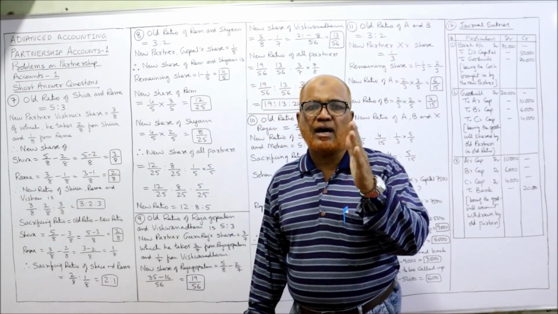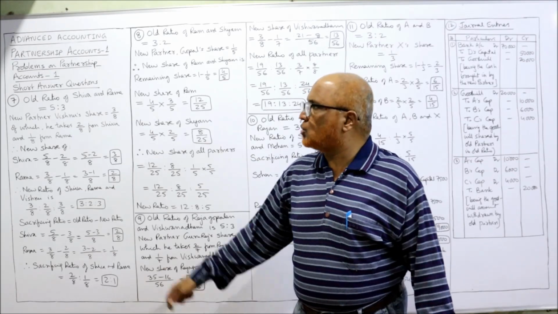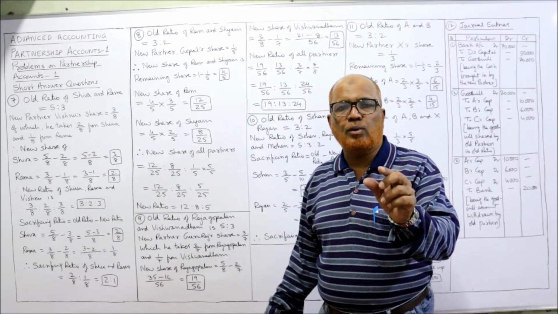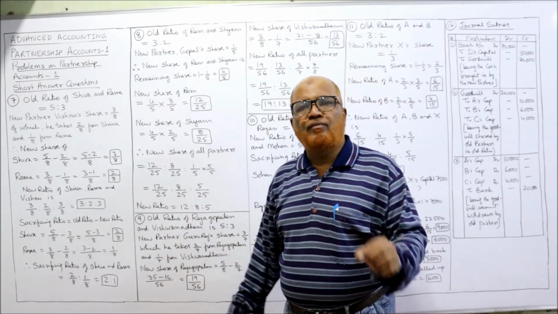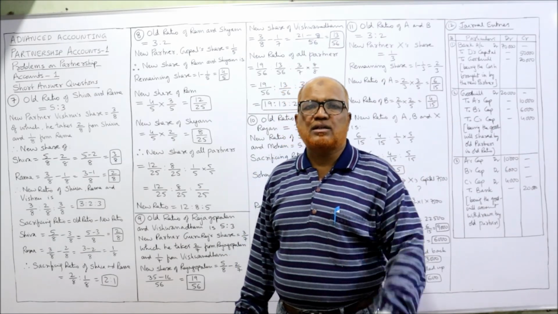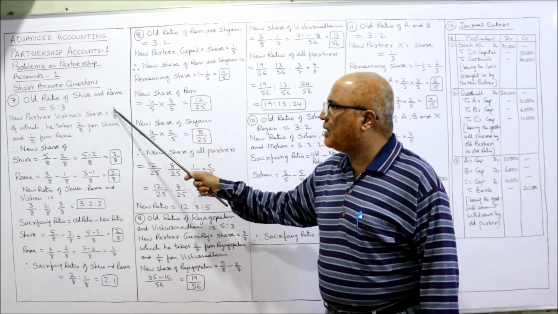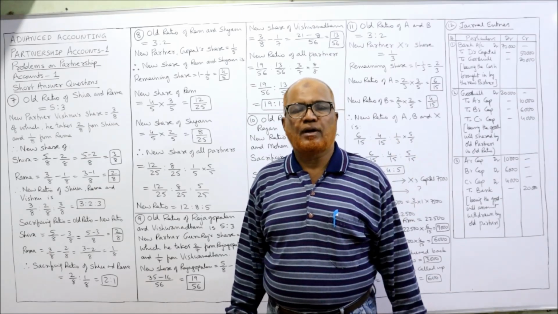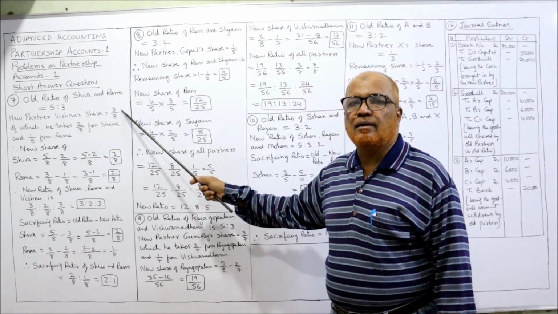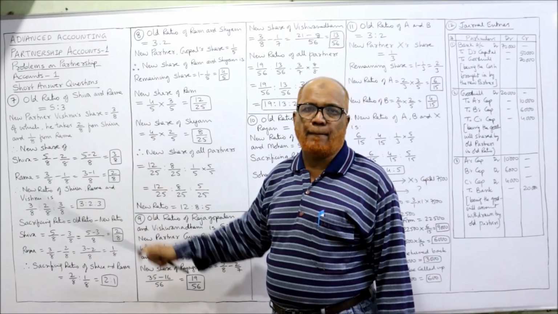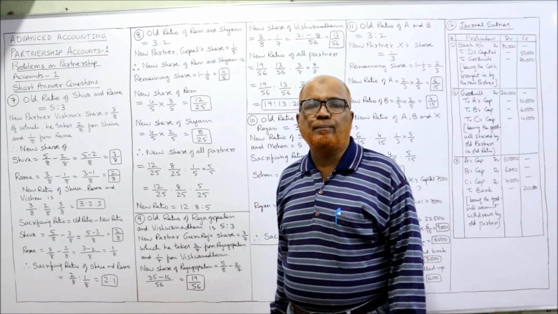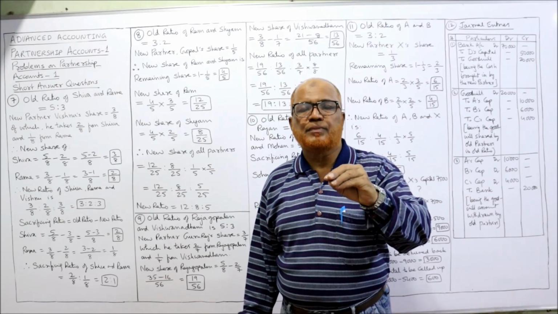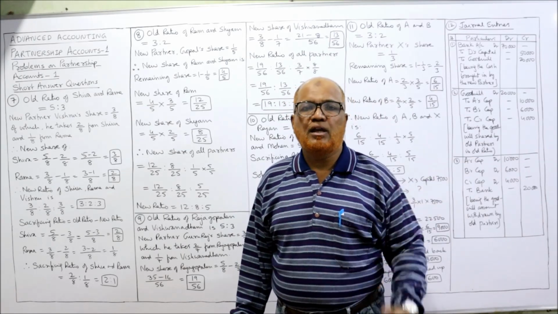Two partners are there, Shiva and Rama, old partners. And the profit sharing ratio was 5:3. That means 5/8, 3/8. This is the old profit sharing ratio of Shiva and Rama. New partner Vishnu is admitted with a promise that the profit share of Vishnu will be 3/8. Out of the total profit, 3/8 share is of Vishnu, right? But out of this 3/8 share, 2/8 he is taking from Shiva and 1/8 he is taking from Rama. That means the old partners are sacrificing some share of the profit in favor of the new partner.